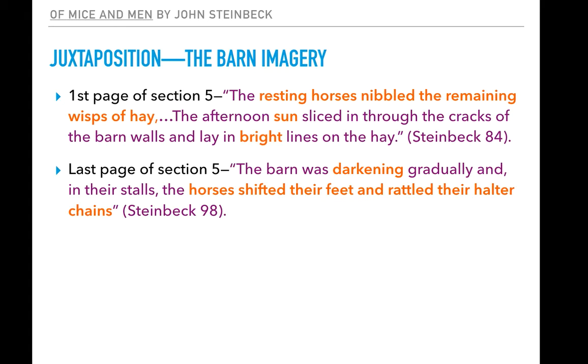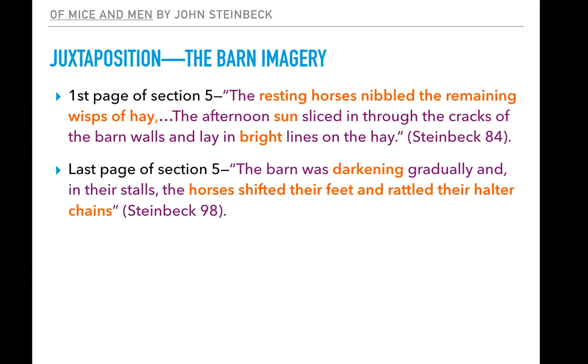But then at the end of section 5, after Curly's wife has been killed by Lennie, it comes back at the very end to this imagery, the description of the barn. "The barn was darkening gradually, and in their stalls the horses shifted their feet and rattled their halter chains." So there's this contrast of these two things, right near each other within the same chapter. The resting horses nibbling at the beginning, at the end, the horses are shifting their feet. After the murder, the horses are uneasy and making noise.